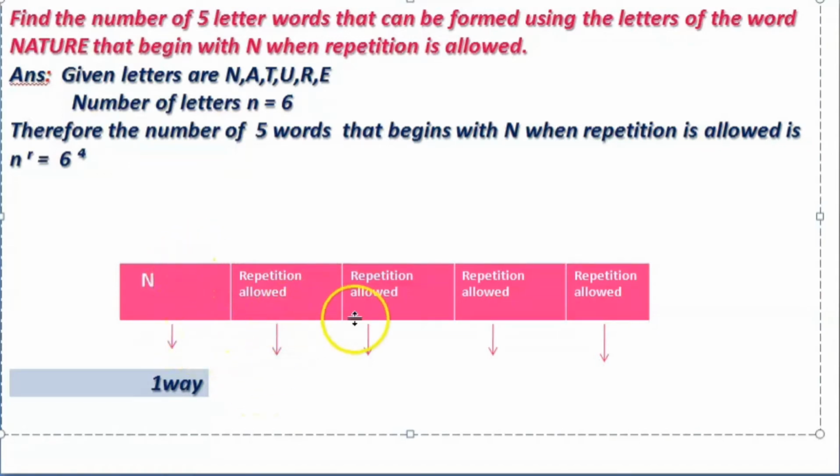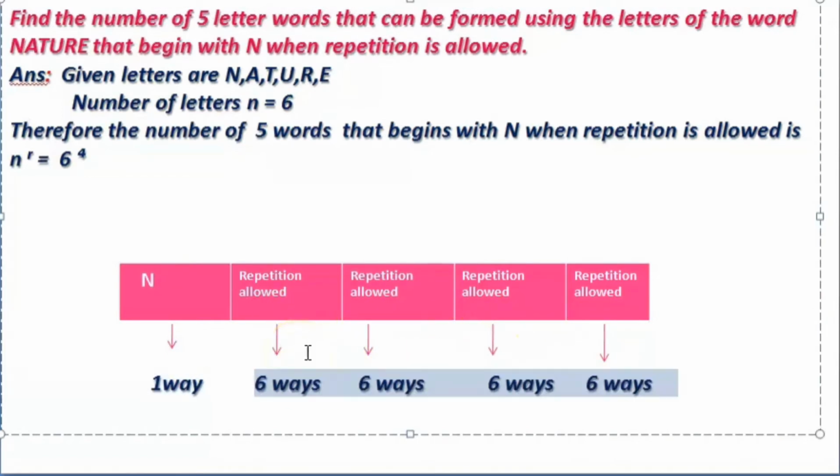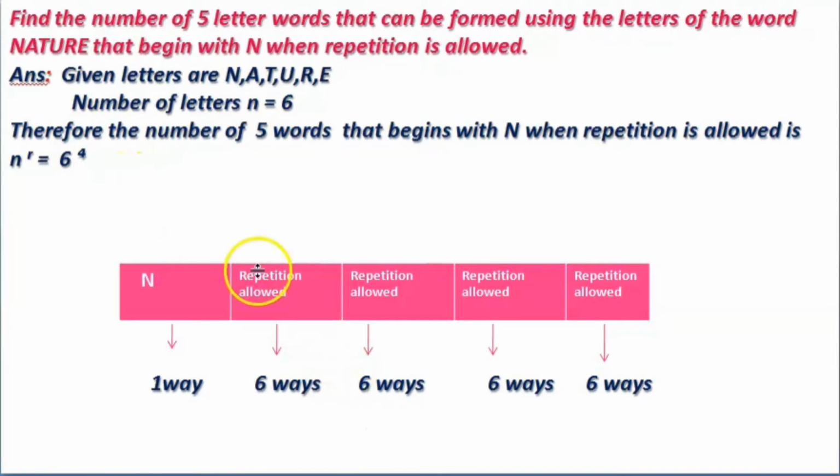Next, for the remaining 4 places, repetition is allowed. Each place can be done in 6 ways. Second place in 6 ways. Third place in 6 ways. Fourth place in 6 ways. Fifth place in 6 ways. So totally the answer is 1 into 6 power 4.